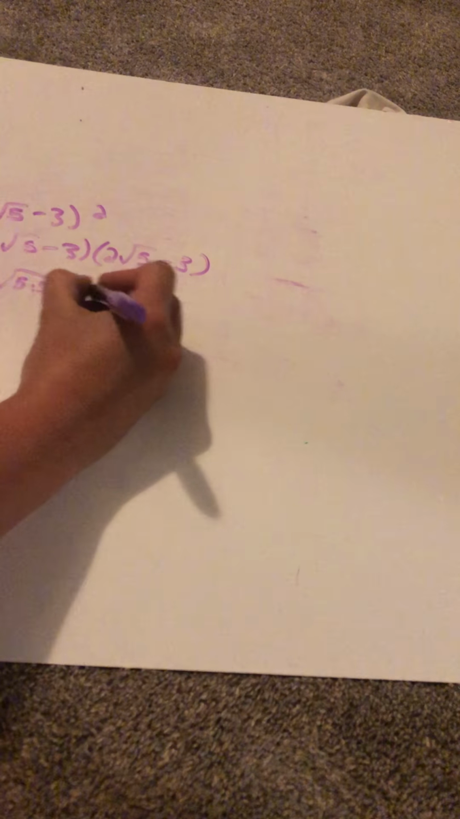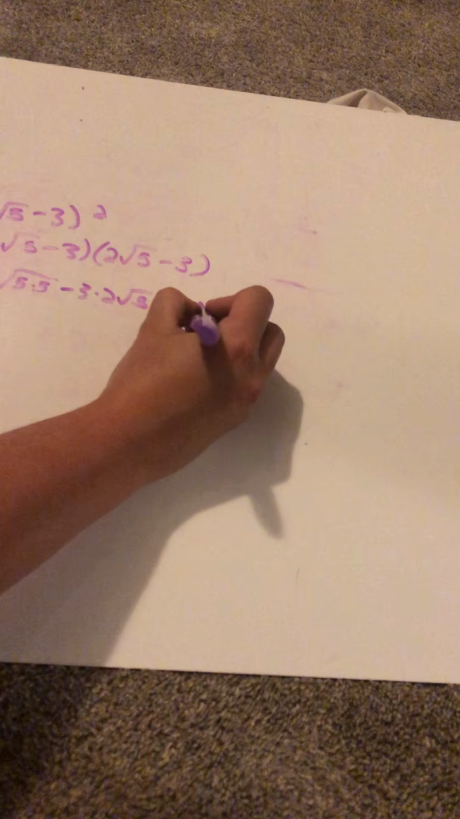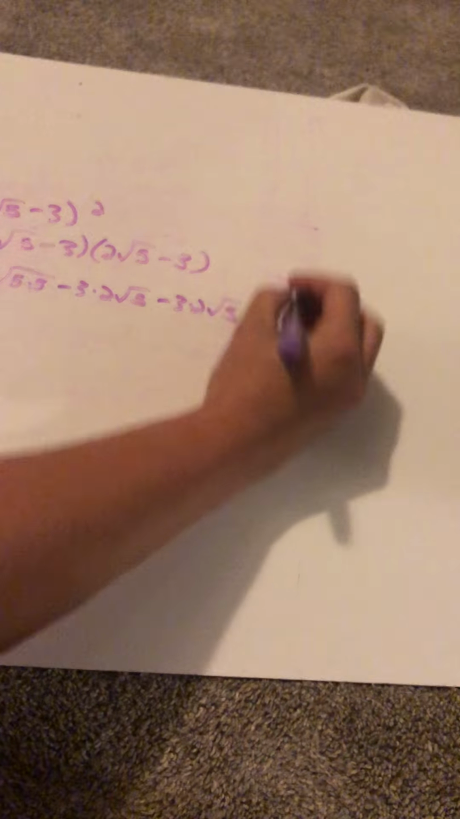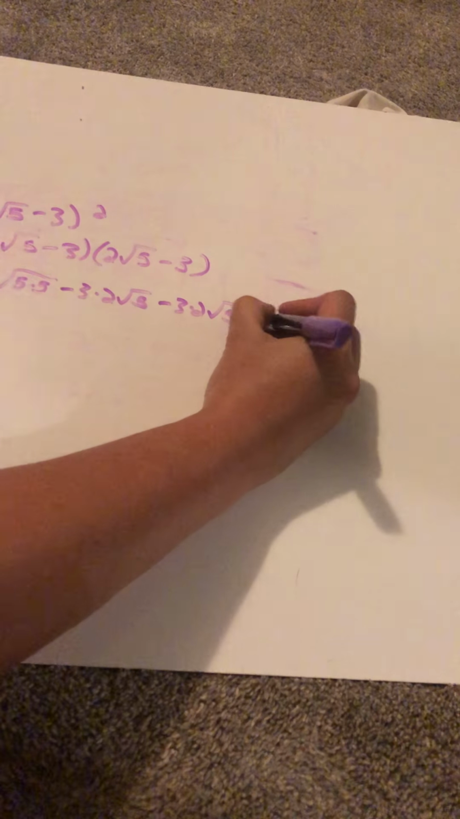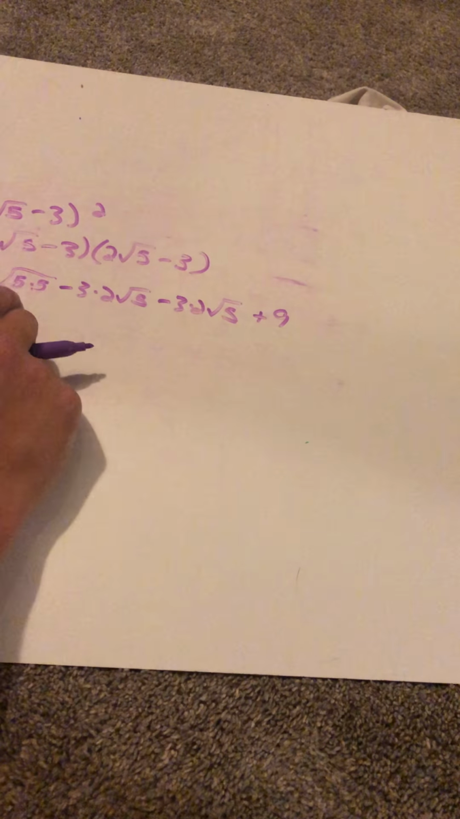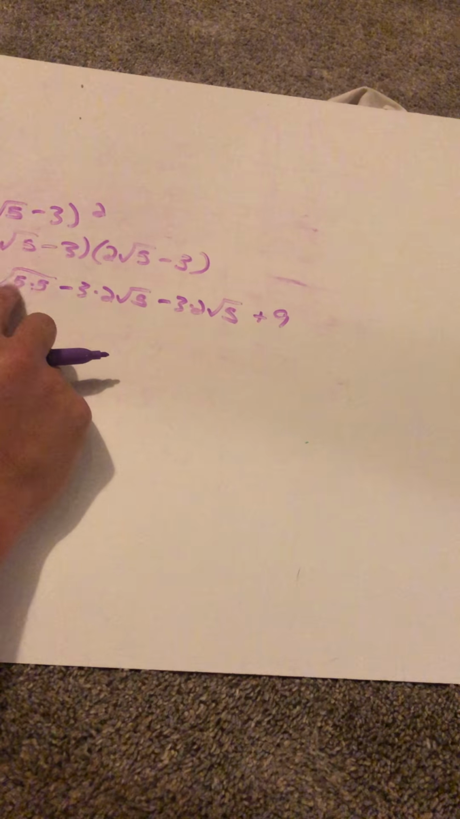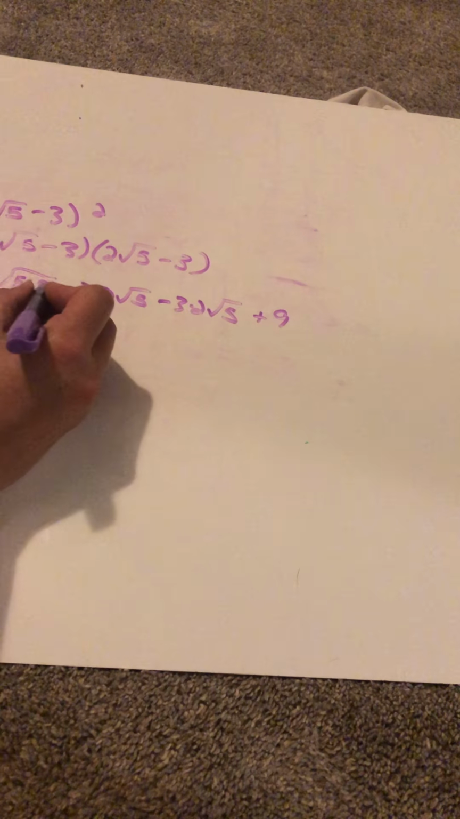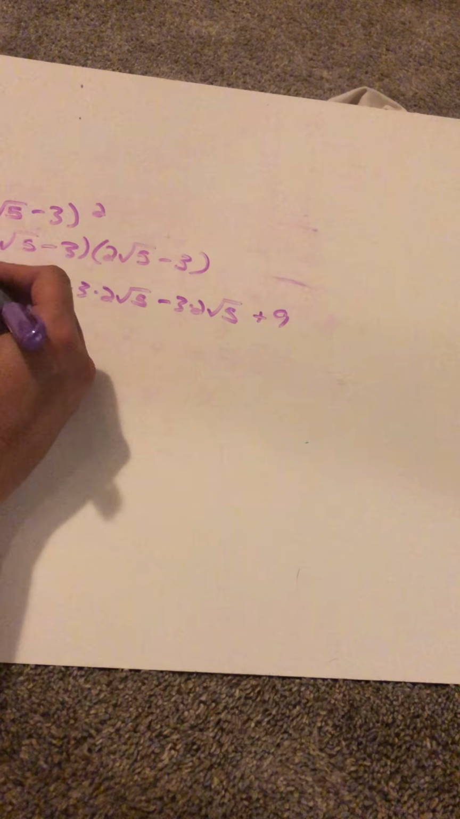We'll simplify this in a second. Right, and then minus 3 times 2 root 5. Inside, minus 3 times 2 root 5. Outside, negative 3 times negative 3 makes positive 9. Okay, so here, 5 times 5 inside, well, that's the square root. We already have a group of 2, so that's going to come out.